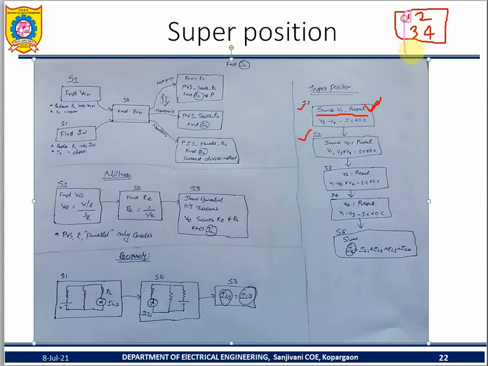What will you do? Find the current; current I1 is found. Then step 2: keep only source 2 inside, and the remaining sources 1, 3, 4 move outside. Find the current, called I2. Then step number 3: only source 3 is present, and all the rest are removed. Find the current, called I3.